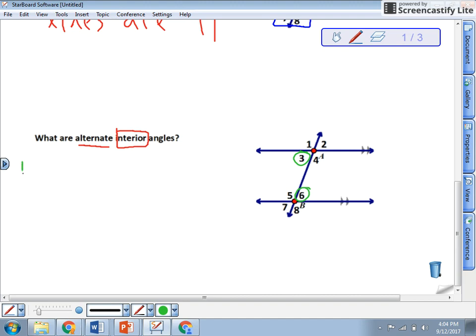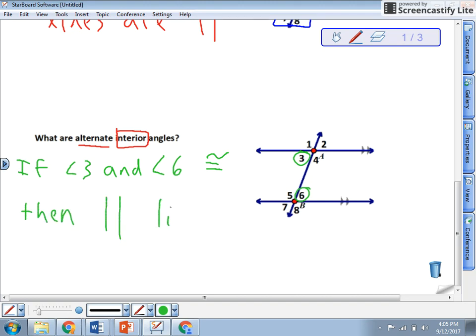So again, if we find that angle 3 and angle 6 are congruent, then we have parallel lines. So if any alternate interior angles are congruent, we can then prove that the lines are parallel.